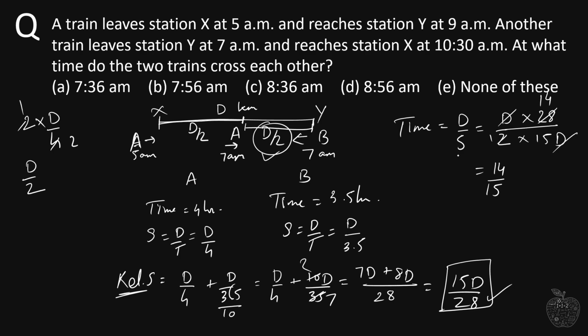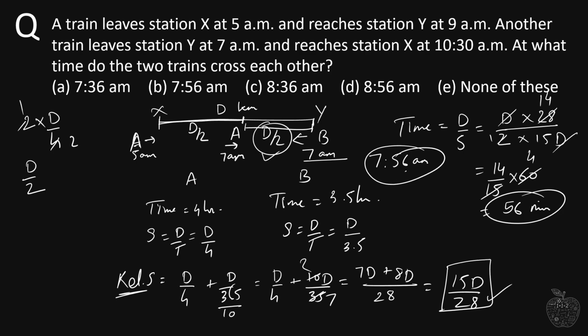divided by 15. Now this time is in hours, but we need to find it in minutes. So let's multiply it by 60 to convert this into minutes. We get 15 4s are 60, so 14 4s are 56 minutes. That means when train B leaves station Y at 7 am, after 56 minutes they will cross each other. B will cross A, or we can say that A will cross B. So that means B leaves at 7 am, and 56 minutes after that, at 7:56 am, they will cross each other. So here is our required answer. Option B is the correct one.